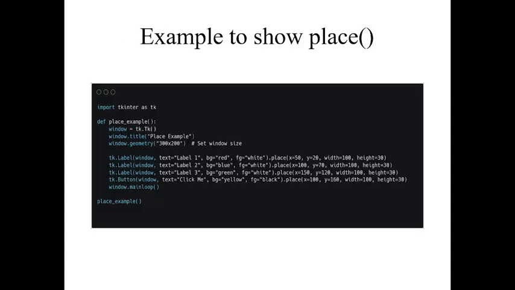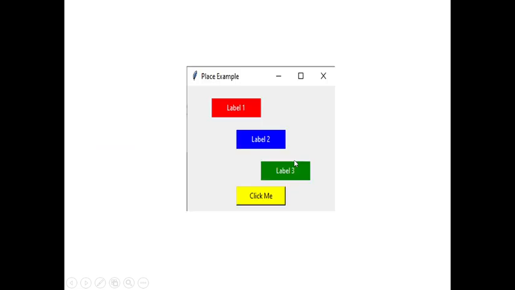Let's see the same example. We have the same three labels and one button, but now instead of dot grid and dot pack we are using dot place. Now we can see that the exact coordinates are given, that we have to place the red label at x 50, y 20. Let's see the output also. Yes, this is the output.